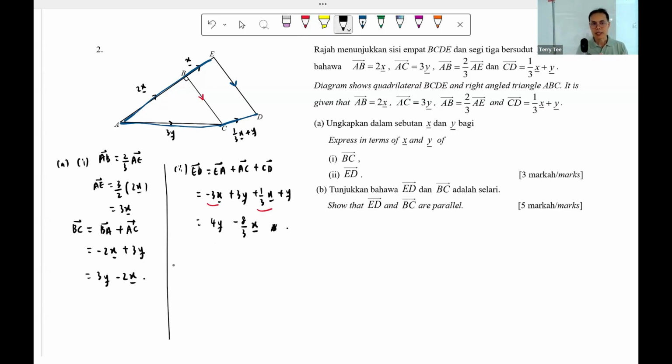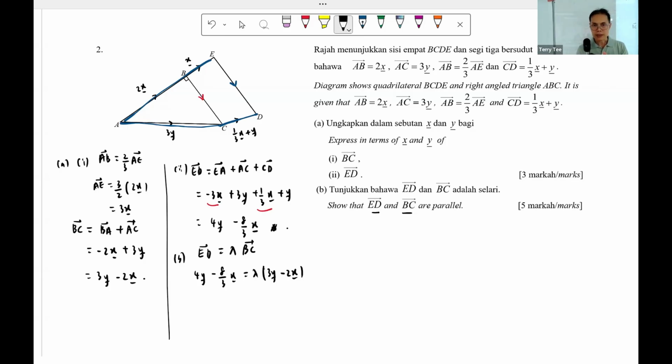So, I've got my BC, I got my ED. Next, we're supposed to show that ED, BC are parallel. When two vectors are parallel, the first vector is a multiple of the second vector. So we can say ED equals to lambda BC. Okay, take your ED, substitute inside, 4y minus 8/3x. Take your BC, which is 3y minus 2x, substitute inside.